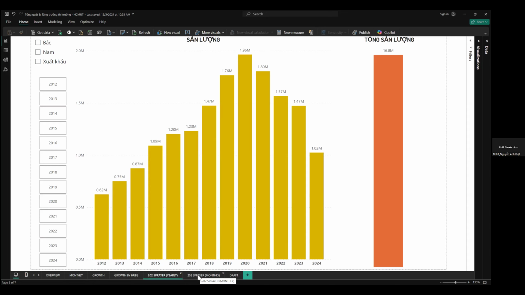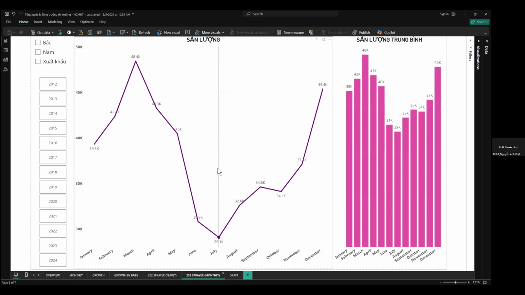To be more specific about the figures of the contribution output each year, let's look at the table of the specific contribution data for each year by month, which is the 202 sprayer monthly. The sales output will mostly increase sharply in February, March, April, May, November, and December. It's the same for every year. And following will be more detail about each segment.